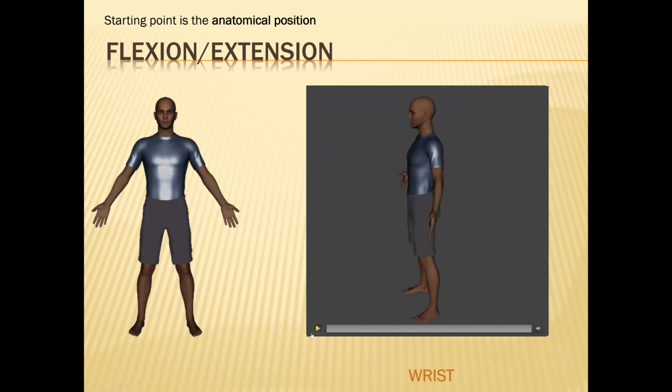You can also flex and extend and hyperextend your wrist. So again, if we move our wrist into the anterior position, that's flexion. Back to anatomical position would be extension, and you can hyperextend your wrist by going farther posterior. So flexion, extension, hyperextension.